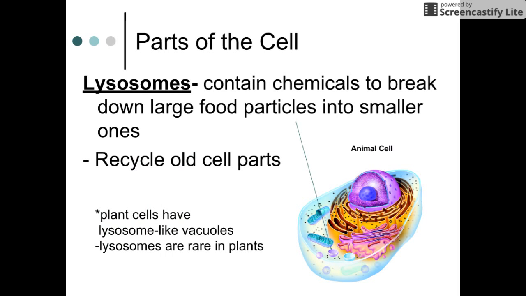Lysosomes are these little areas that contain chemicals to break down large food particles into smaller ones. It also recycles old cell parts. Now, it's rare for plants to have lysosomes. Usually they have lysosome-like vacuoles instead. So more likely to have the lysosomes in the animal cells than the plant cells.